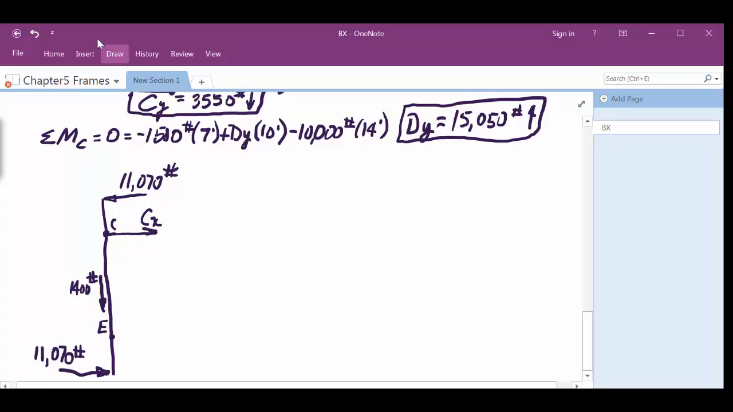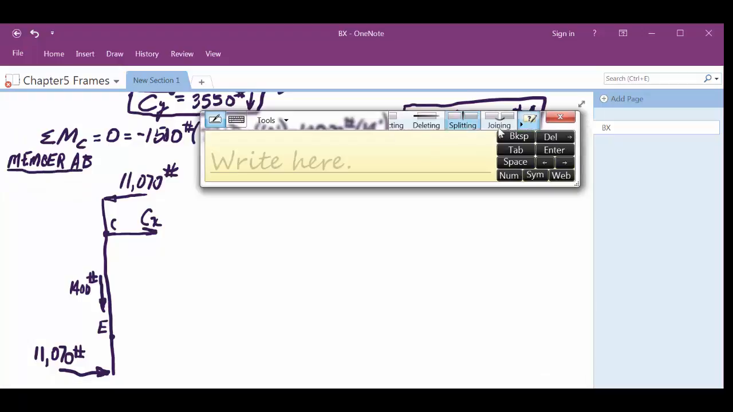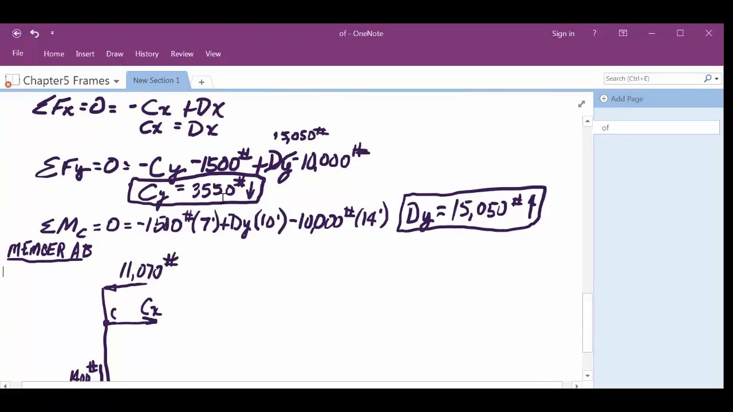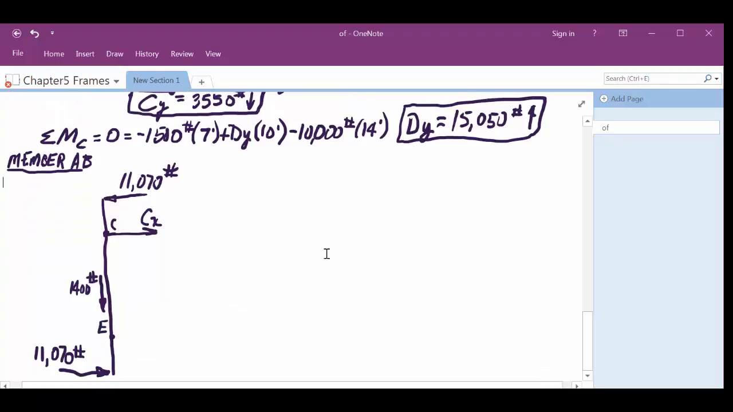So you're always looking at, and by the way, I forgot to label this, didn't I? Member AB, is it? A, E, C, B. Okay, and there is no BY. So there's a CX. What did we decide CY was doing? CY we said was 3550 going down, right? Well, now that CY is actually going to be right here, 3550, pushing back up, isn't it?